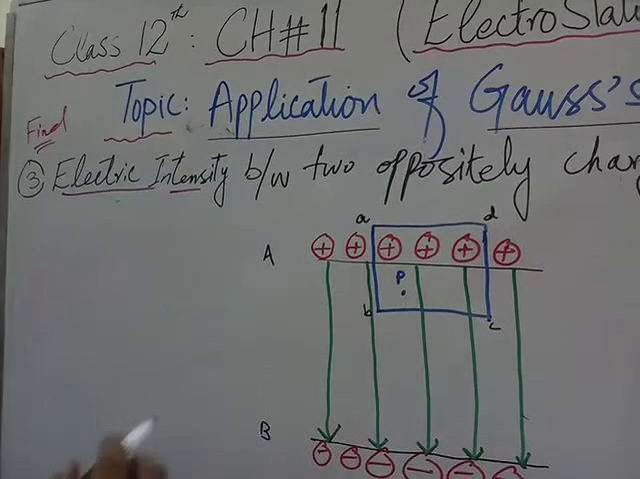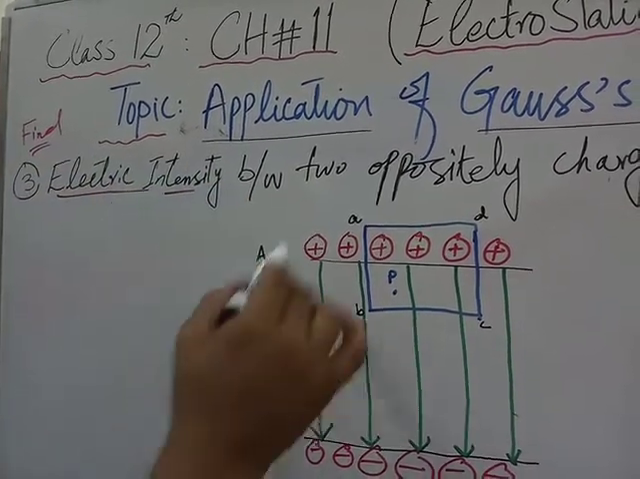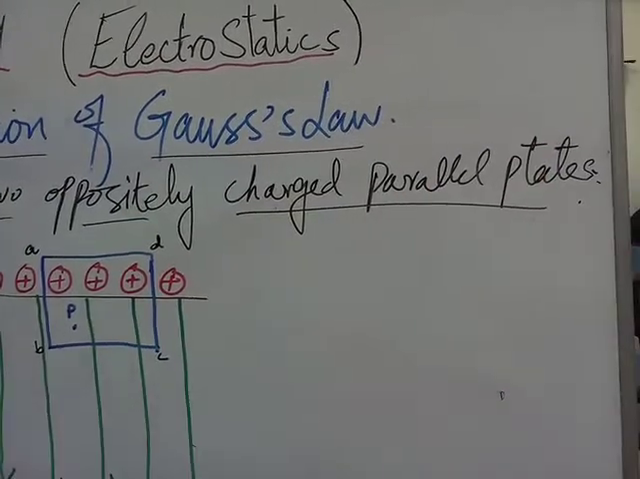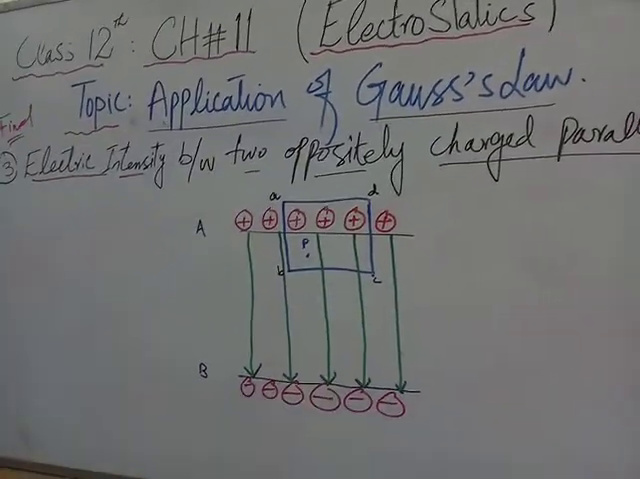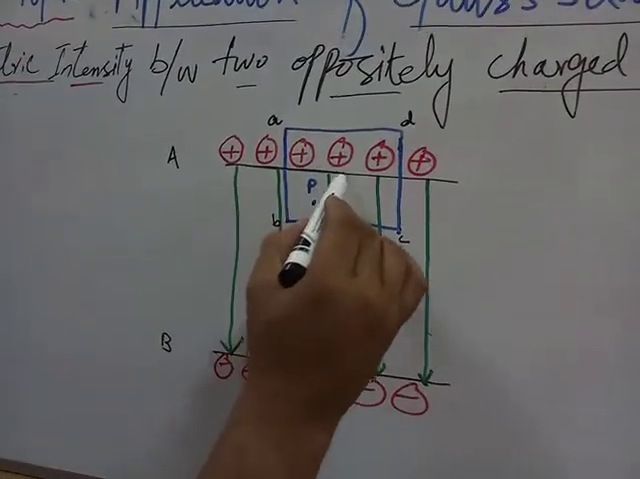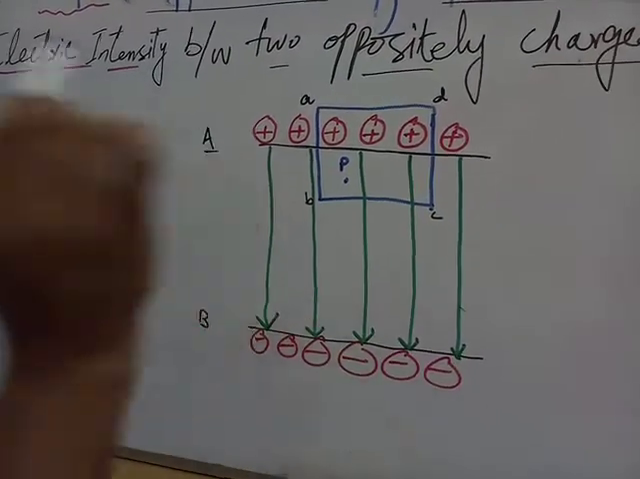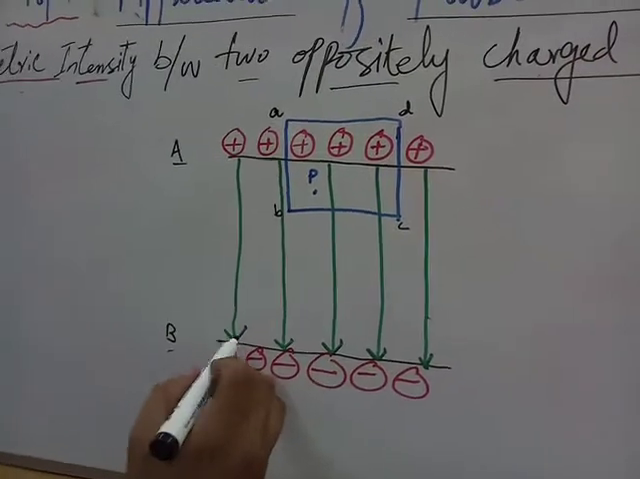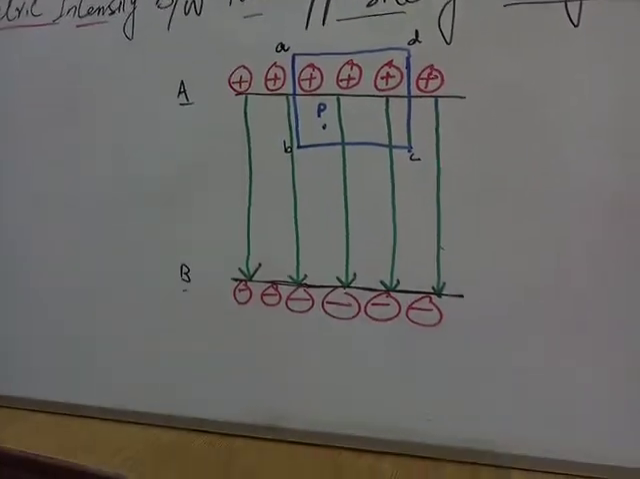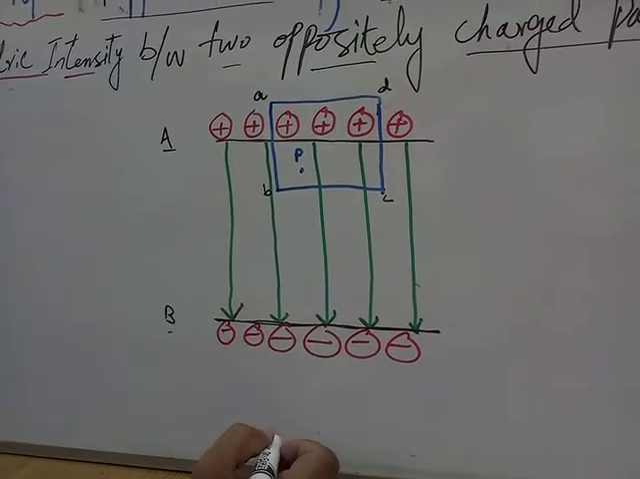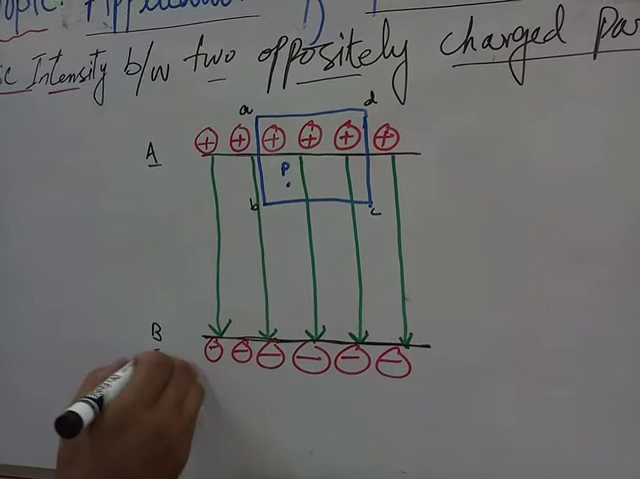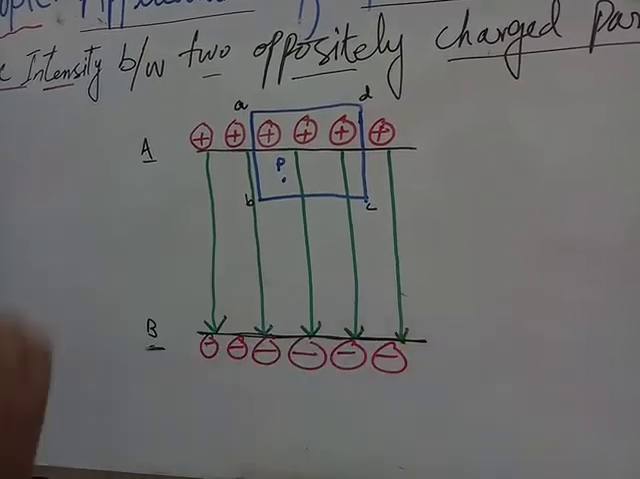This application is to find the electric intensity between two oppositely charged parallel plates. So here we have two plates, one is plate A and the other is plate B. These are two oppositely charged plates. Plate A contains positive point charges and plate B contains negative point charges.